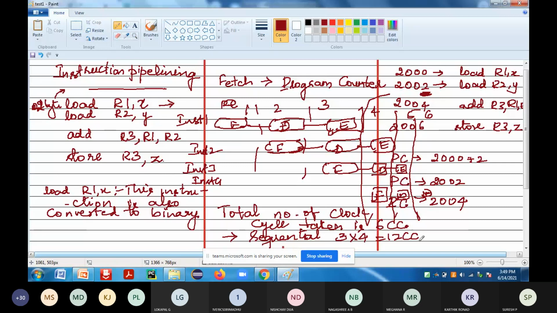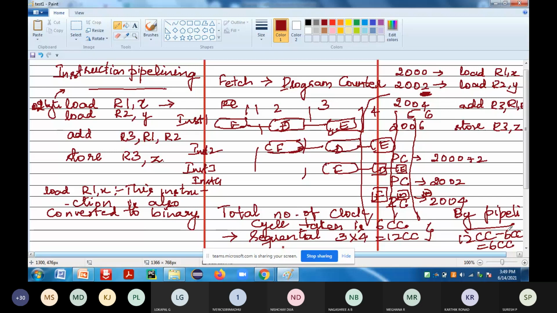So by implementing pipelining, what am I achieving? If there is no dependency, it is 12 clock cycles minus 6 clock cycles, so you have the advantage of 6 clock cycles. That means you have reduced 6 clock cycles. When you reduce the clock cycles, obviously the performance increases. That's how you increase performance by using pipelining.